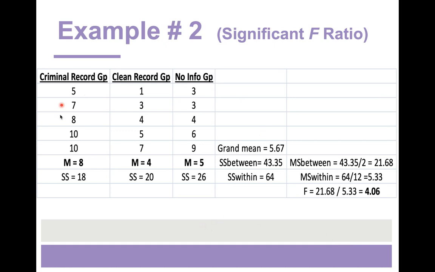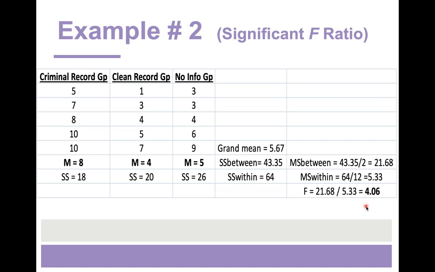Just to orient ourselves, we have our 3 groups: criminal record, clean record, no information. We have ratings of suspected guilt by our juries. We found the means for each group. We found the sum of squares for each group. And then using the calculations from the last video, we found the sum of squares between and the sum of squares within. We found our mean squared between, our mean squared within, and then we found our F value. As it turns out, this is a statistically significant result.